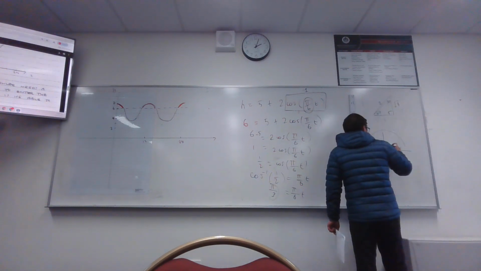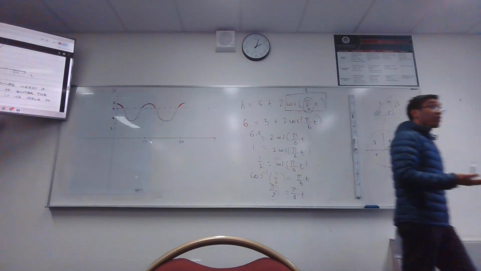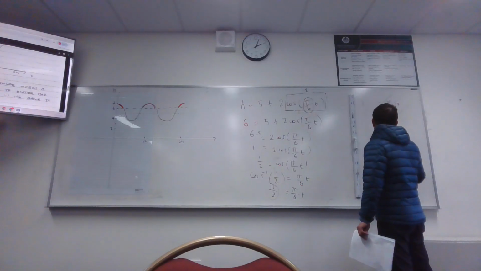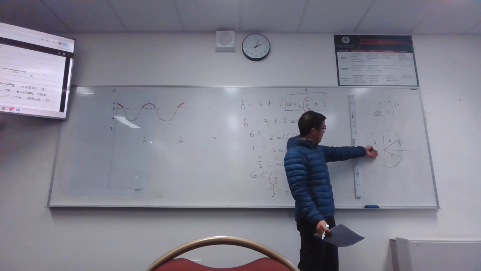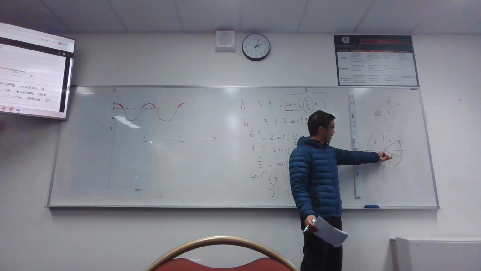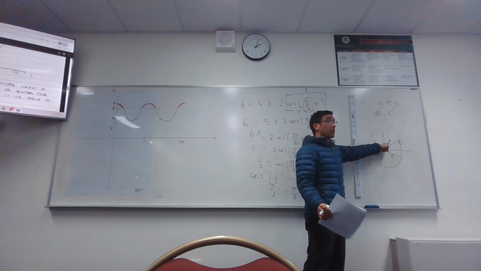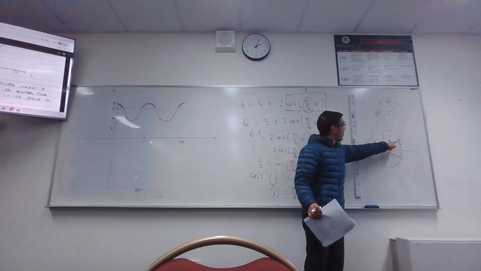Remember, pi on 3 is 60. That's pi on 3. And this is CAST. But is our cosine a positive or a negative? It's a positive. So we're only interested in those two. Cosine is negative in here and negative in here because of the C and the A. What does A stand for again? Cosine. Pi on 3.